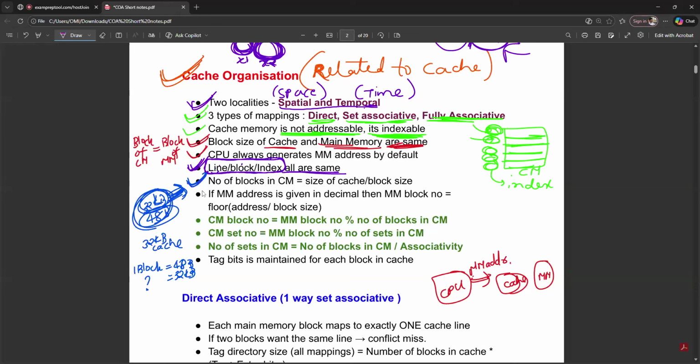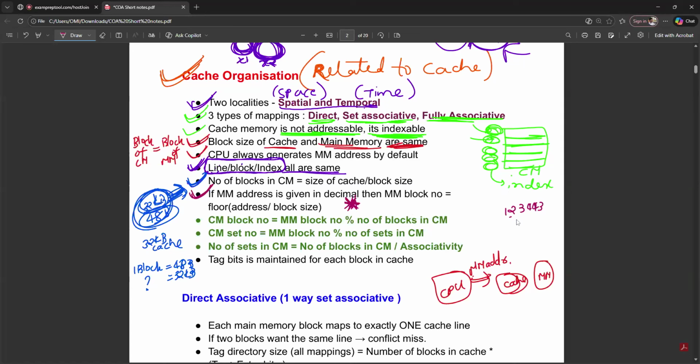Now moving to the next point: if main memory address is given in decimal, then main memory block number equals floor of address divided by block size. Keep remembering this point. This is a very good point that many people don't know, and there are PYQs on it. You will be given some main memory address in a decimal value, then how to find the block number?